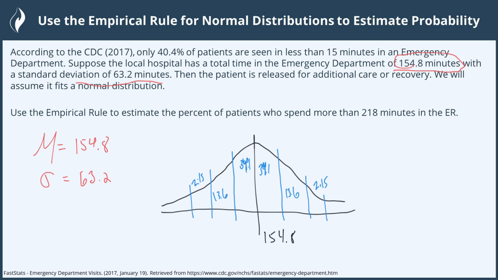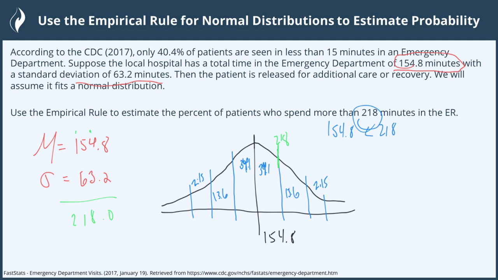So what we need to do is find out how far is 218 from our mean. So first off, we know it's above it. 154.8 is less than 218, so it's definitely above it. So we want to add one standard deviation just to see where we are. One standard deviation will actually give us 218. So it's actually 218 right here.